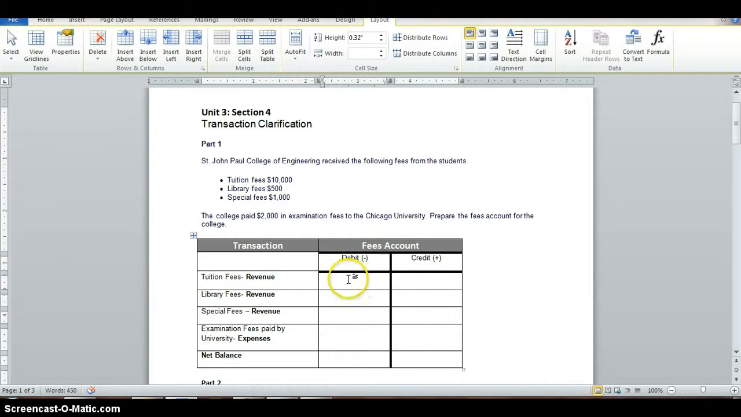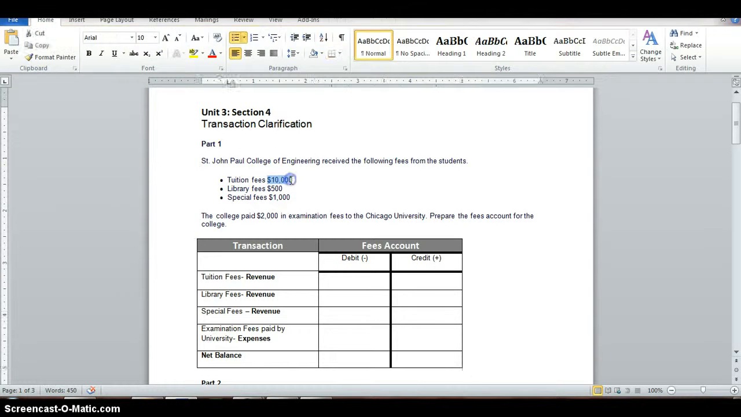So with my tuition fees, that's money we've collected, so that's going to go on my increase side or my credit side. Same with library fees, we got $500 there, and other special fees, we got $1,000 there. So then I have to look at my examination fees that we paid out, so that's going to go on my debit side, and that's $2,000.